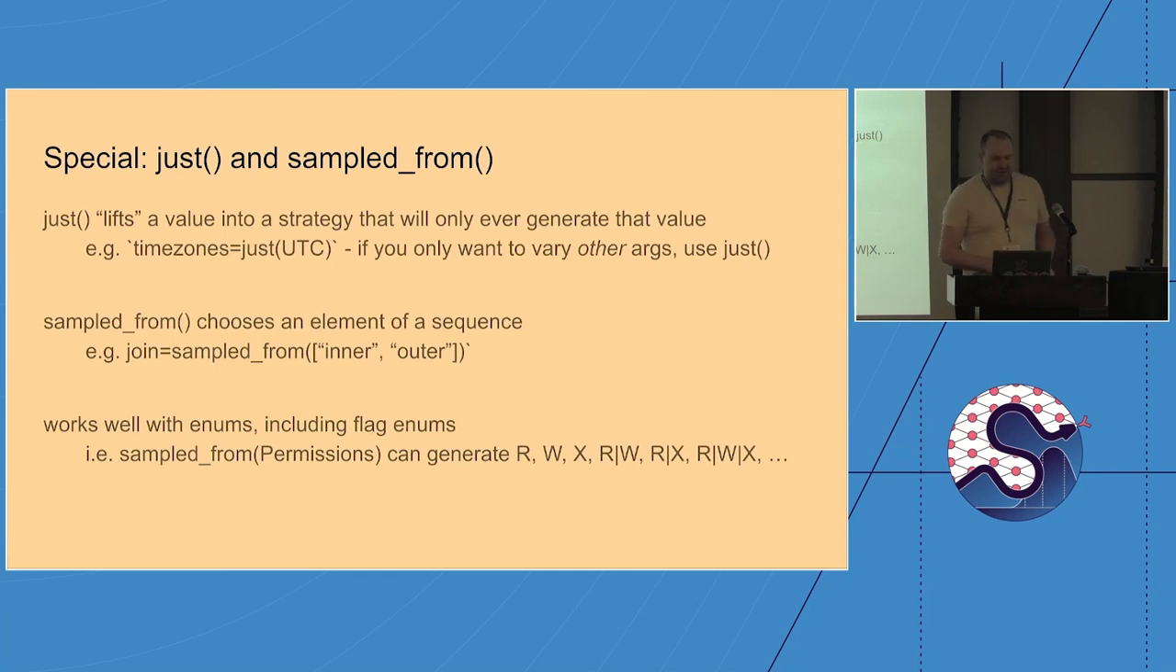Some of the special strategies. The just strategy is where you have a value, but the API requires you to pass a strategy instead. One classic example is that the datetimes strategy requires time zones to be provided by a strategy. So if you want all of your datetimes to be from the same time zone, you can use the just strategy to give you just that time zone. Pretty simple. Sampled_from is pretty much what it sounds like. It's an element sampled from some sequence. So maybe you want an inner join or an outer join. This also works well with enums, including flag enums. It all just magically does exactly what you want.